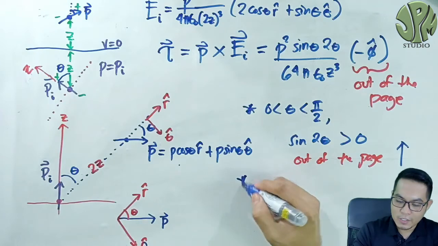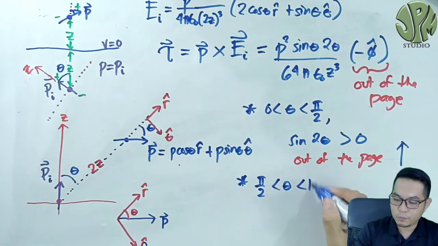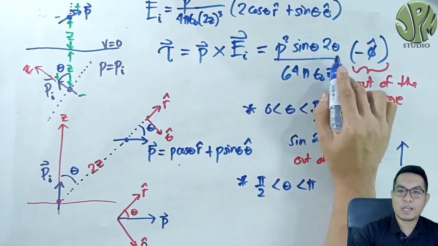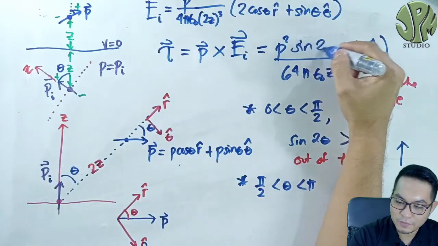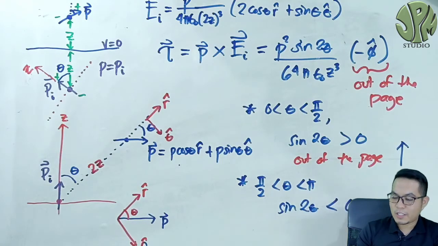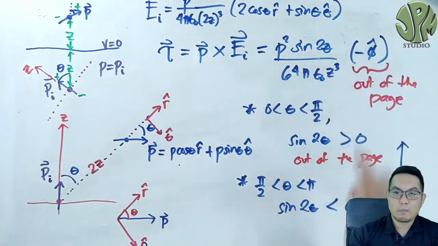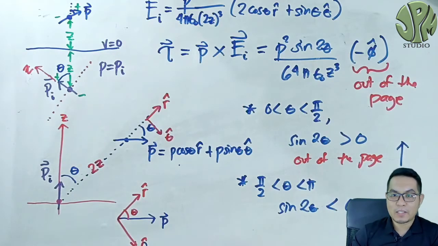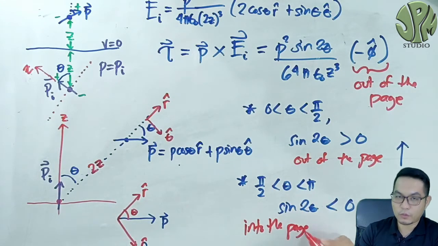Now, in another scenario, when theta is between 90 degrees, or pi over 2, to pi, this term here, sorry, this is sine 2 theta. The sine 2 theta term is actually negative. So this is now negative. There's a negative sign, so the final direction of the torque will be positive phi hat. And the positive phi hat direction will be into the page. So in this case, the direction of the torque will be into the page.